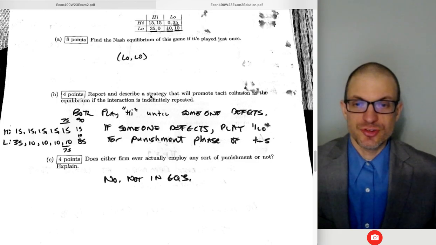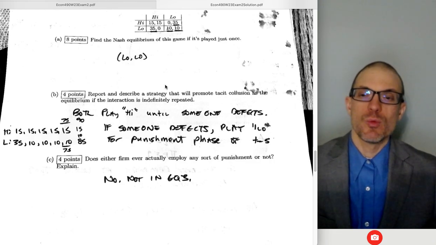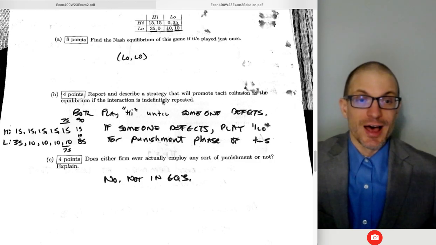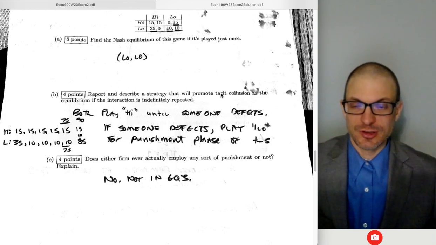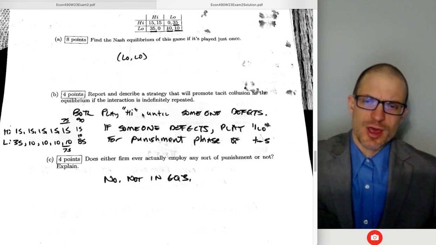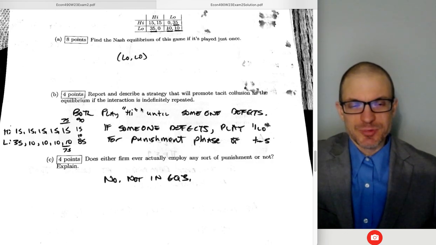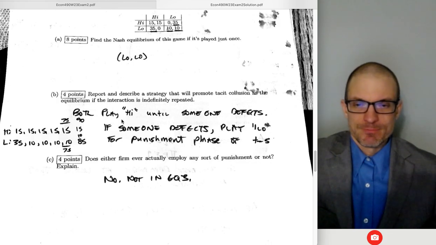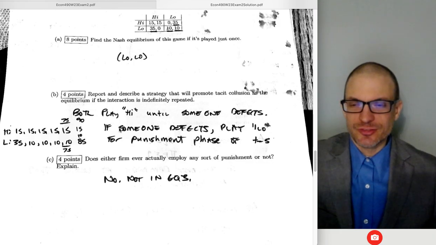Report and describe a strategy that will promote tacit collusion as the equilibrium if the interaction is indefinitely repeated. Right, so here I want a strategy. There's a slide in the tacit collusion lecture that gave a strategy that promotes tacit collusion, and that's the one I'm looking for. Although I also accepted the grim trigger strategy, because that would actually promote tacit collusion. It's a little bit less optimistic than we would need to get collusion, but I accepted that as well.